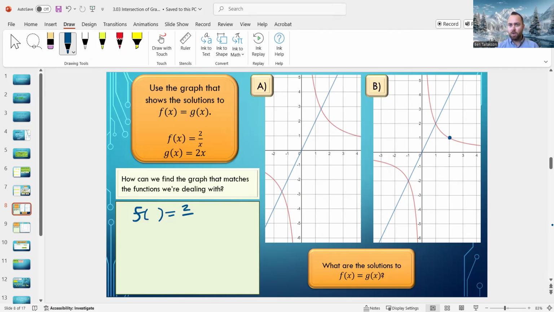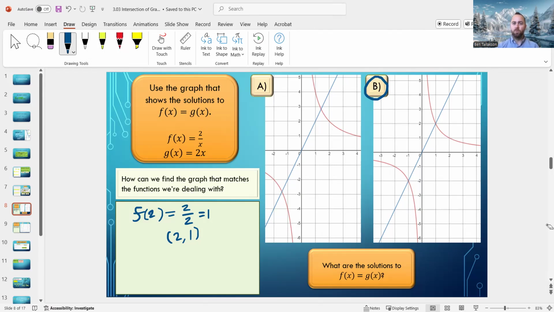2, 1. Okay, so let's plug in 2 and see what happens. When I plug in 2, look at that. I do get 1, 2, 1. On this graph, there is no point at 2, 1. So we know just from that simple substitution that graph B is the one.